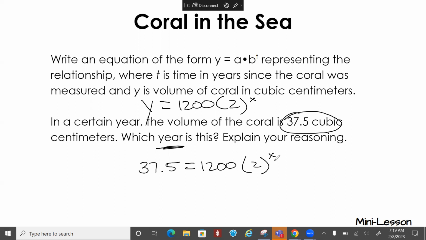Okay. Now, how do we get x by itself? What's the first thing we're going to do? Well, we see that these two things are multiplied. So I'm going to divide by 1,200 on both sides. And when I do that, that's going to give me 0.03125 equals 2 raised to the x.